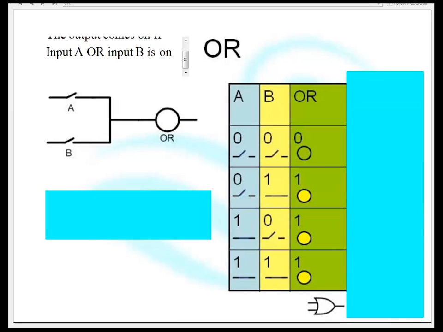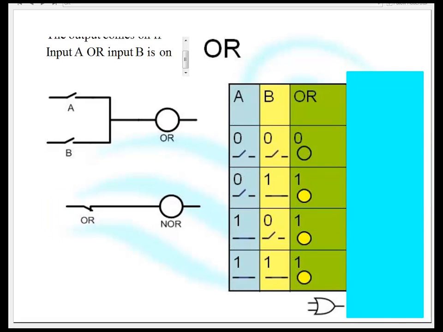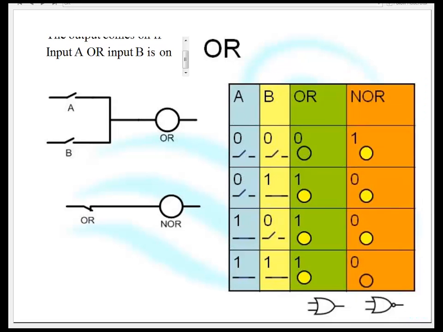Just like with the AND circuit, we have a NOT OR circuit. The AND had the NAND, the OR has got a NOT OR, which is called a NOR. And the truth table for the NOR looks like, oh, you've done it already. The truth table for the NOR looks like this. Whatever the AND is, the NOR does the opposite.